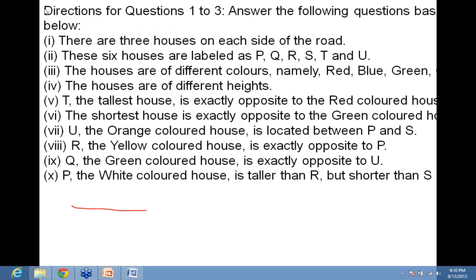The houses are of different colors, so you'll have to determine how many variables there are. The first set of variables is the names of the house, that is the labeling part: P, Q, R, S, T, U. The second set of variables is the color of the house: red, blue, green, right? The third set of variables is the different heights of the houses. So these 3 are the variables here, and you have to arrange the houses so that all the conditions are satisfied.